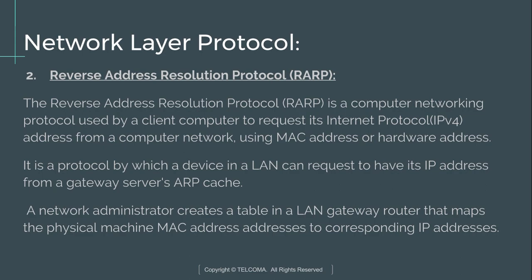Using the MAC address, or hardware address, a computer knows its MAC address but wants to know its IP address. It is a protocol by which a device in a LAN can request its IP address from a gateway server's ARP cache. A network administrator creates a table in a LAN gateway router that maps the physical machine MAC address to the corresponding IP address.